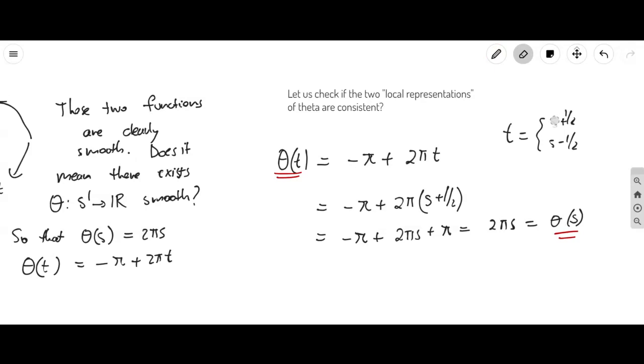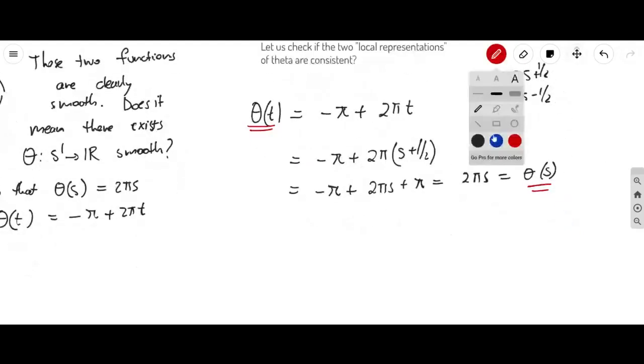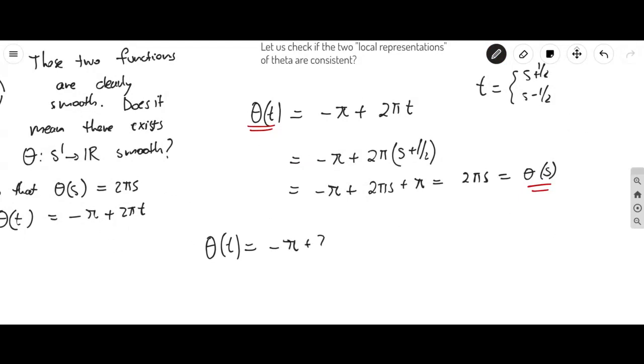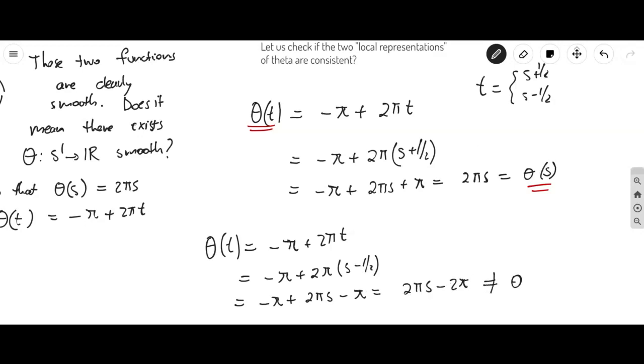However, this is only if we're using the first case. The second case will give us a problem. If you go back to theta of t again, we have negative pi plus 2 pi t. Now if you use the other possibility for t, then that will give us negative pi plus 2 pi s minus pi, so that will give us 2 pi s minus 2 pi, which is not equal to theta of s. So you can see it is not consistent. The two local representations of theta are not consistent.